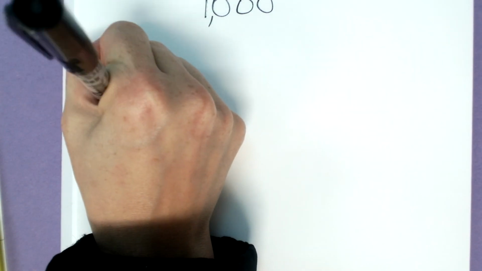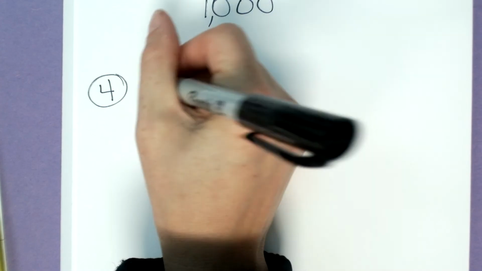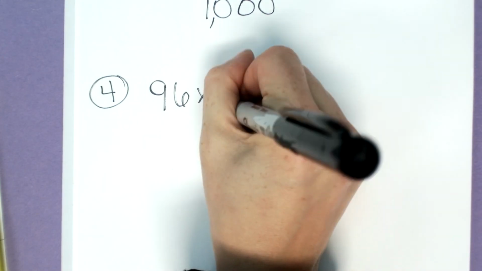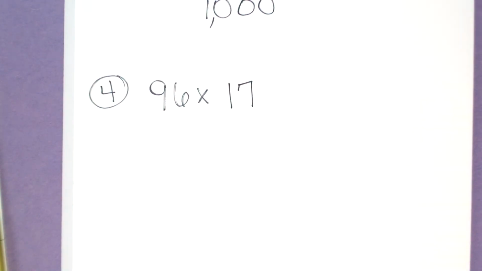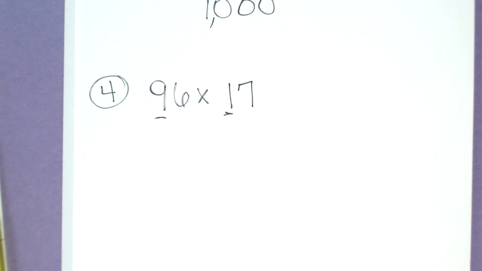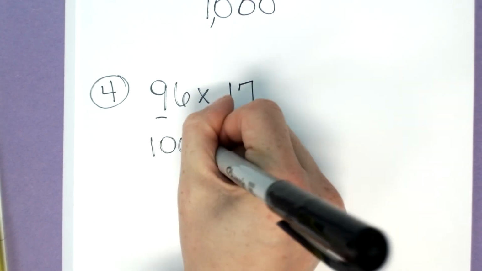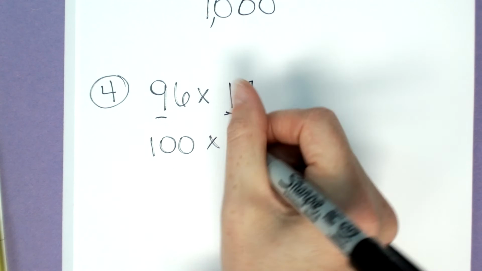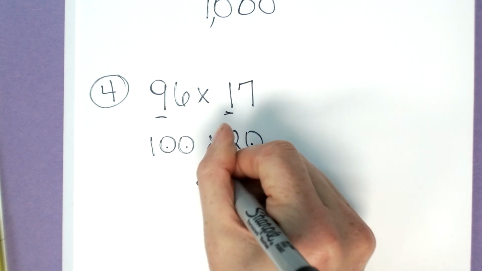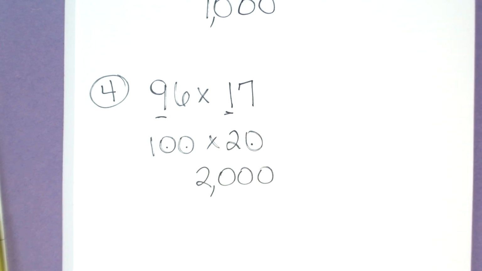Our last one is number 4. 96 times 17. We're always going to round to that largest number. The 6 is going to tell the 9 to go up to 100. The 7 is going to tell the 1 to go up to 20. What's 1 times 2? That is 2. And then you've got 3 zeros left over. 2,000.